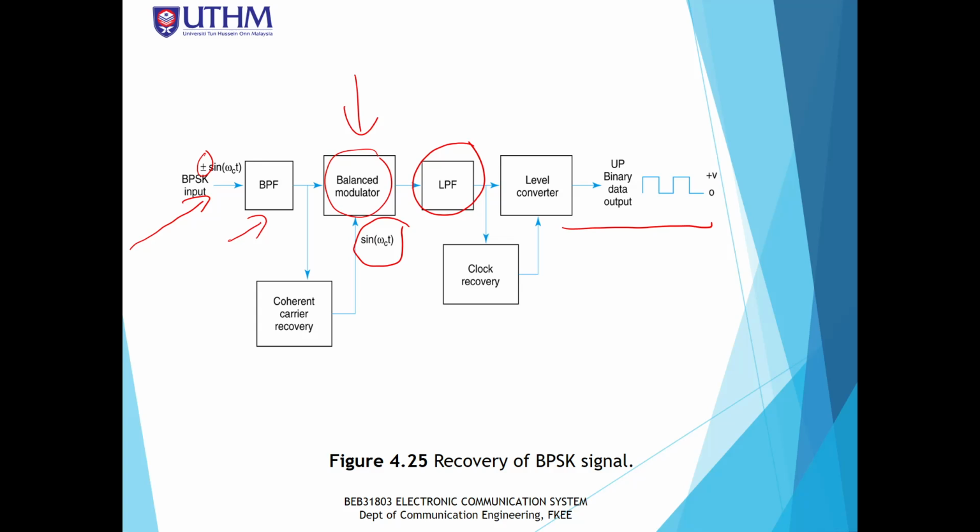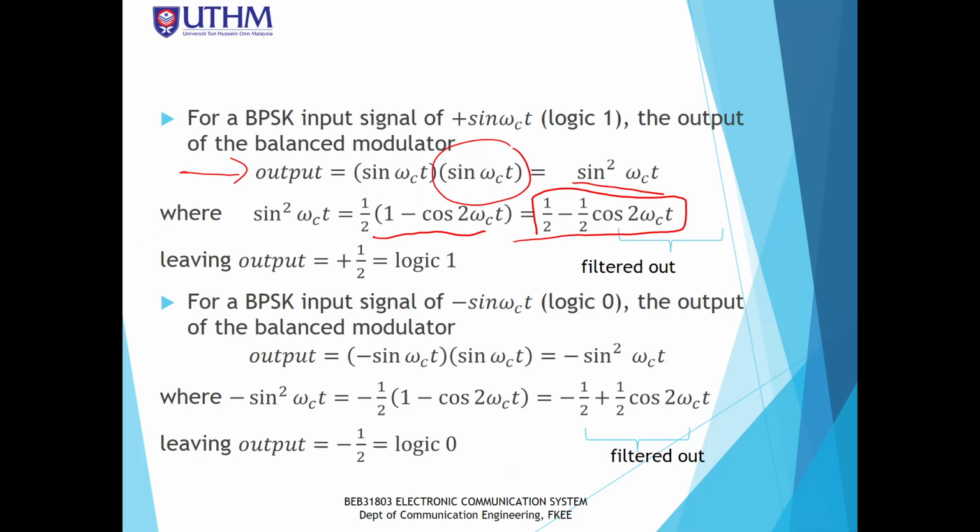Okay, pada point ini, at this point, after that, we will put the signal into the low pass filter. Okay, masuk ke dalam low pass filter. So low pass filter will remove the high frequency signal. So therefore dia akan jadi positif 1/2. Yang mana positif 1/2 ini menggambarkan, dia akan ditukar sebagai logik 1.